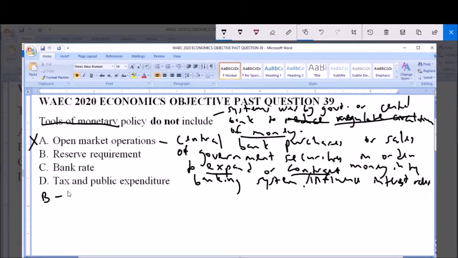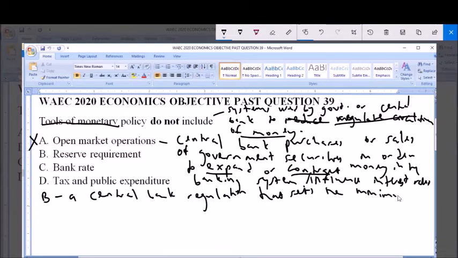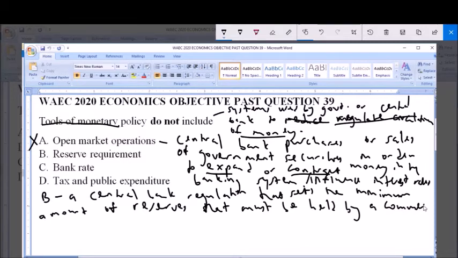Now option B says reserve requirement. And reserve requirement is a central bank regulation that sets the minimum amount of reserves that must be held by a commercial bank. So a certain amount of reserves of money must be held by a commercial bank, and that amount is regulated by the central bank.